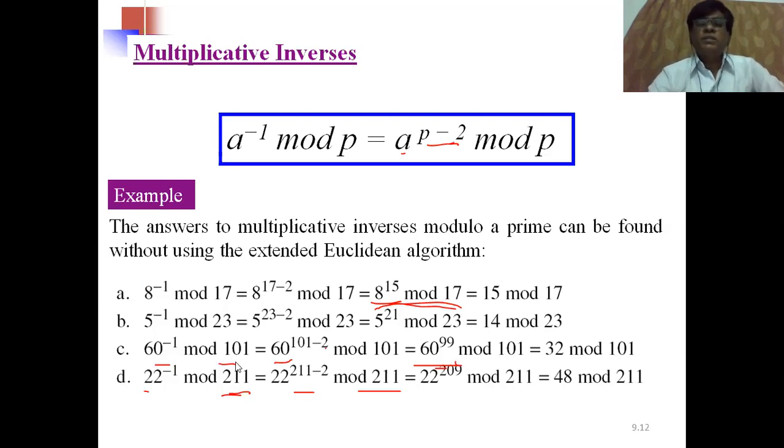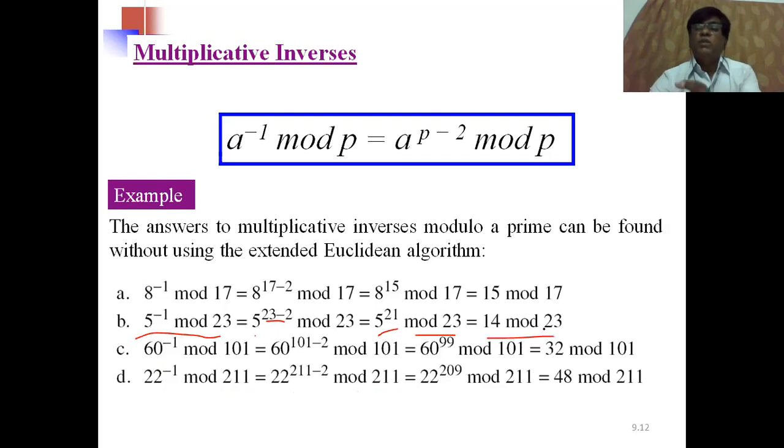See this method. First, to solve this value, see the example 5 power 21. See the second example. 5 inverse mod 23 is equal to 5 power 23 minus 2, prime number minus 2, that is equal to 5 power 21 mod 23. 5 power 21 mod 23 is equal to 14 mod 23. How to get this 14 mod 23? Now I will explain one procedure. Now how to calculate 5 power 21 mod 23?